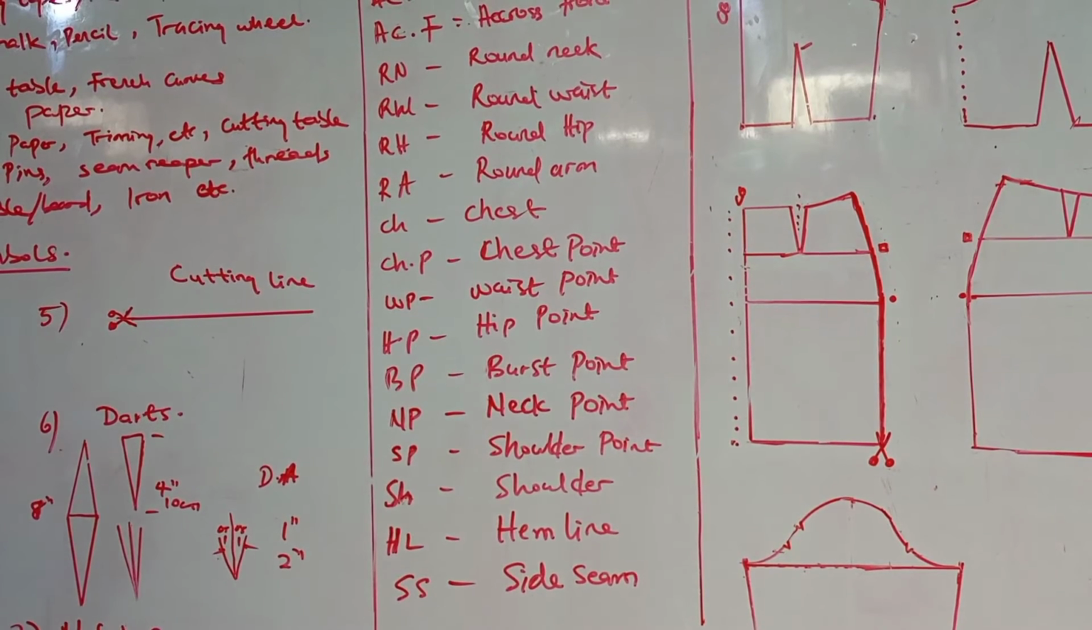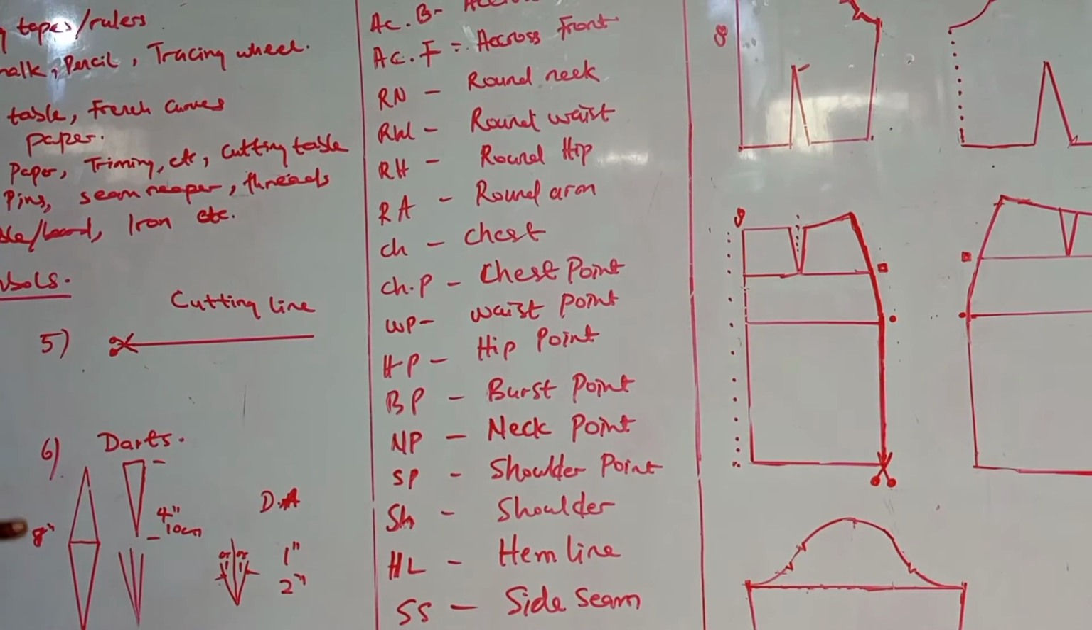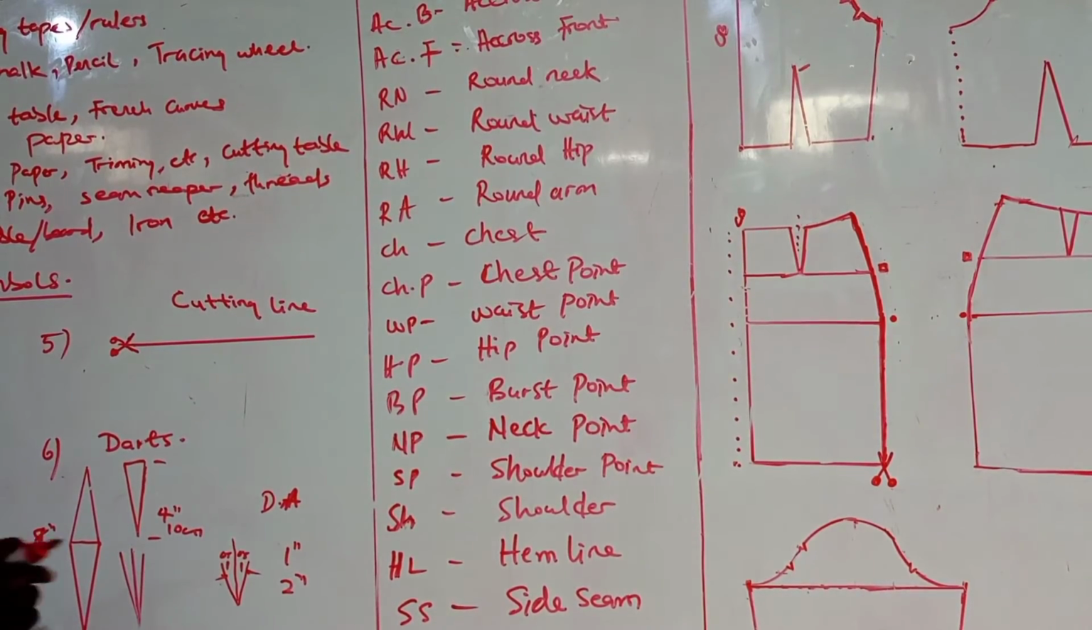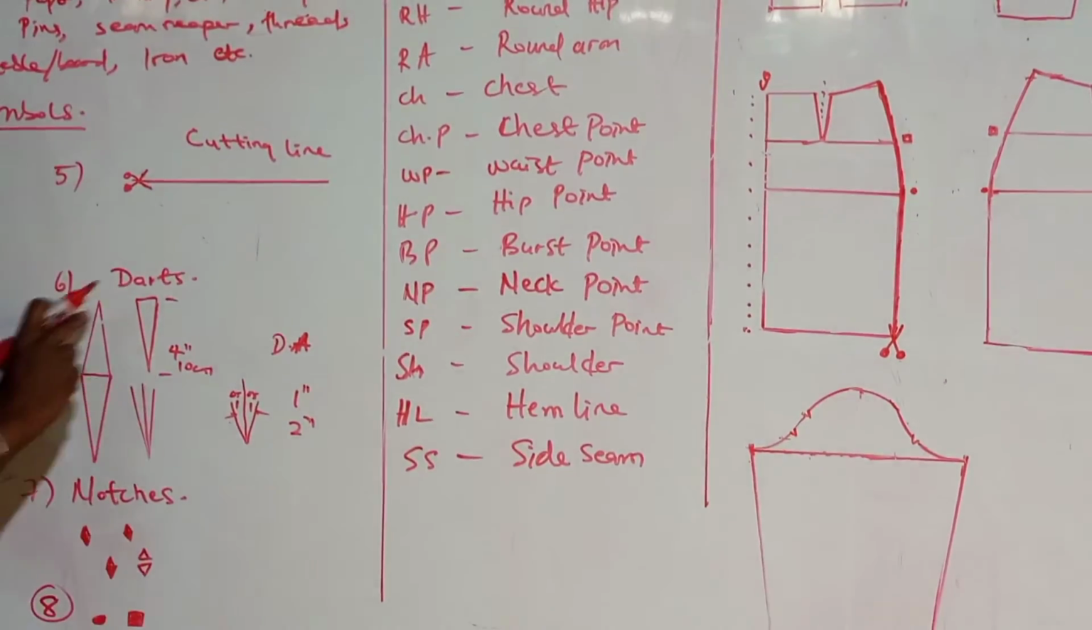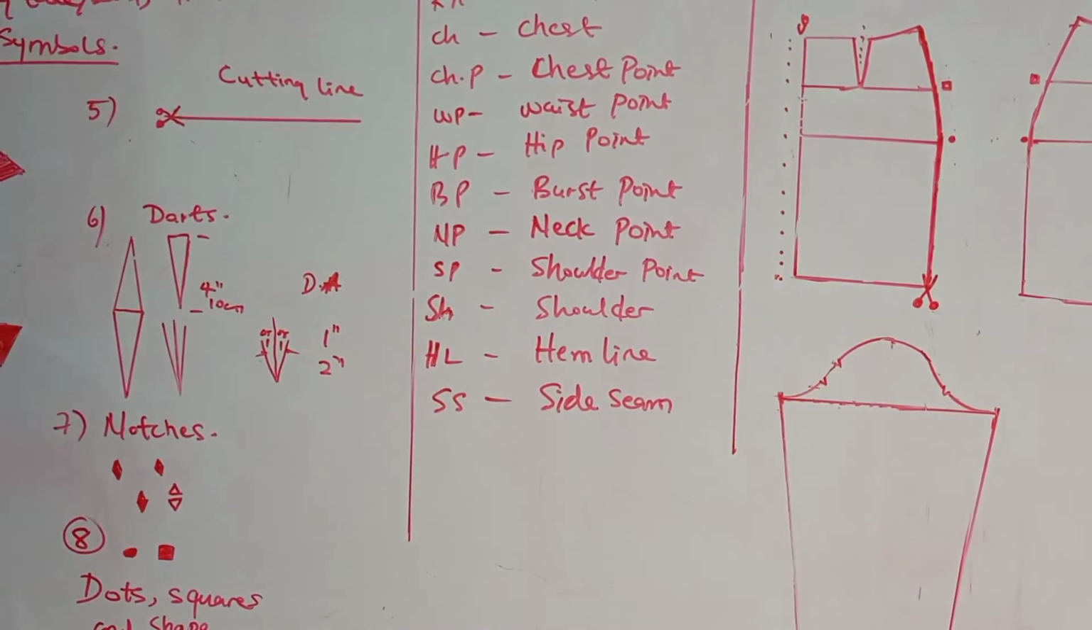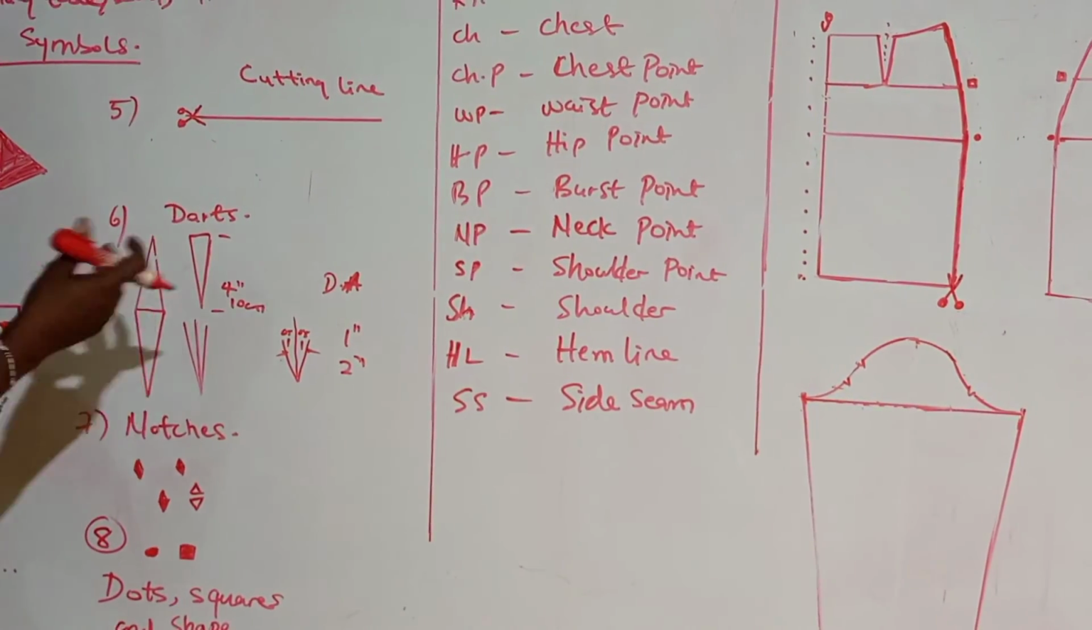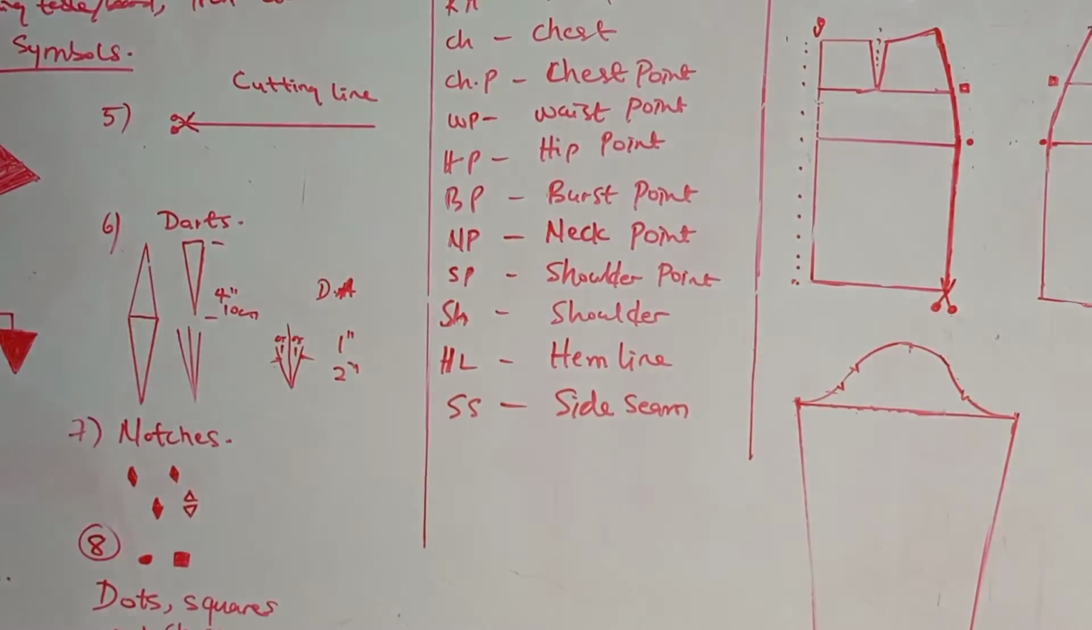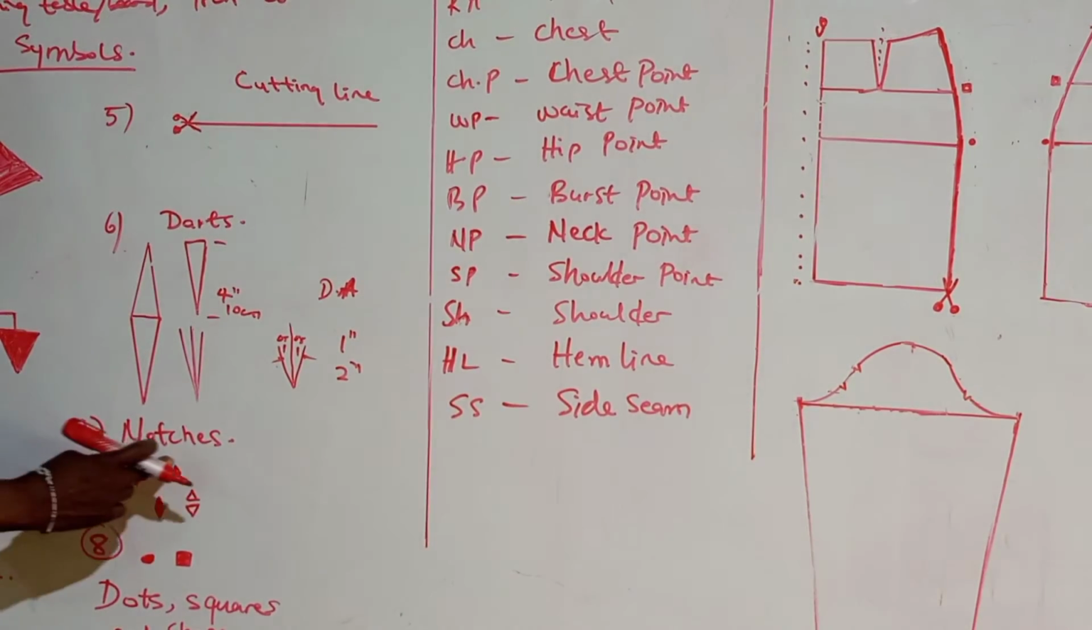So that when you are drafting the pattern from the onset, you make room for the dart allowance. So that is the essence of this symbol. Don't forget, that is the excess that you pick in order to give fitting to whatever you are sewing. Then the next one is notches.